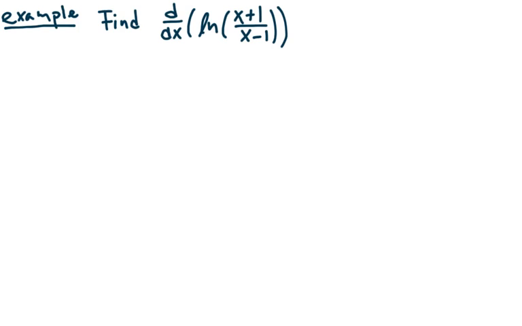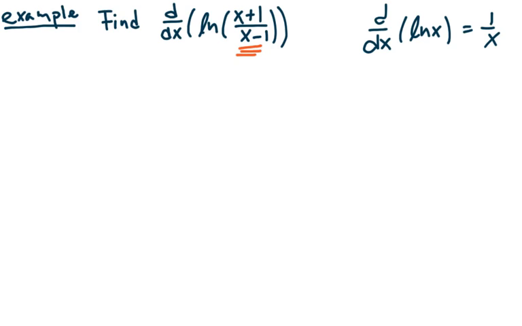Next example. Alright, what if we want to find the derivative of the natural log of the quantity x plus 1 over x minus 1? So we have a rule that the derivative of the natural log of x is equal to 1 over x. So we're going to apply that, but since we have an argument that's a little more complicated than just x, we have to use the chain rule. So let's see what this would be.